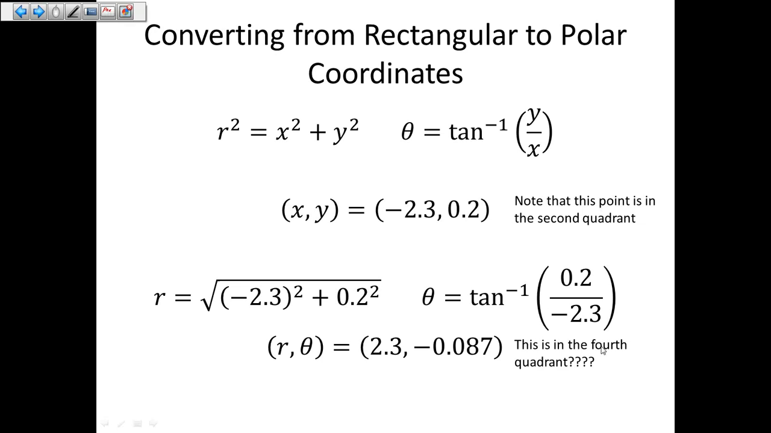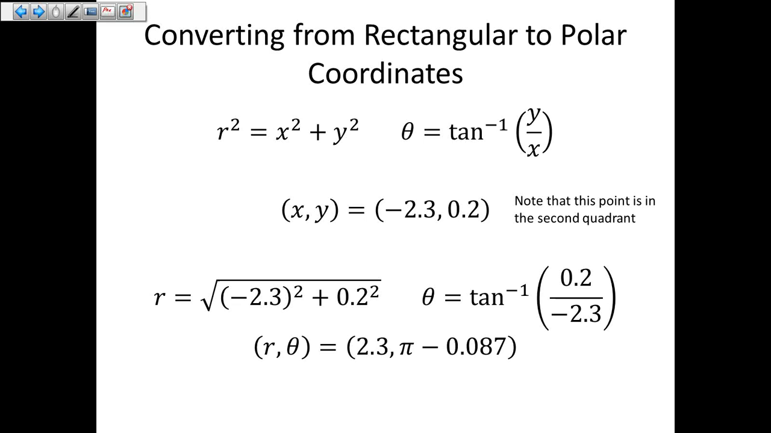Now, there's two ways to deal with this. I could make this my negative radius, but people tend to not like negative radiuses, so I'm going to deal with it a different way. I'm going to keep my positive radius, and I'm basically going to go pi plus this negative angle. What it's going to do is move it from that angle that's pointing down in the fourth quadrant, and it's going to find that angle that's pointing up in the second quadrant. So I get a polar coordinate of 2.3 comma 3.054, a little bit shy of pi, pointing straight to the left.